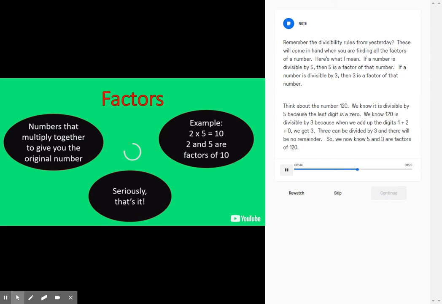We also know 120 is divisible by 3 because we know from yesterday when you add up the digits of a number, if you get a sum that is divisible by 3, the whole number is divisible by 3. So 120 would be 1 plus 2 plus 0, which would be 3. And I can divide 3 by 3 and get no remainder. So now I know at least 2 of the factors of 120. I know 5 is a factor of 120 and 3 is a factor of 120. That's how you're going to use those divisibility rules you learned yesterday to help you find factors today.